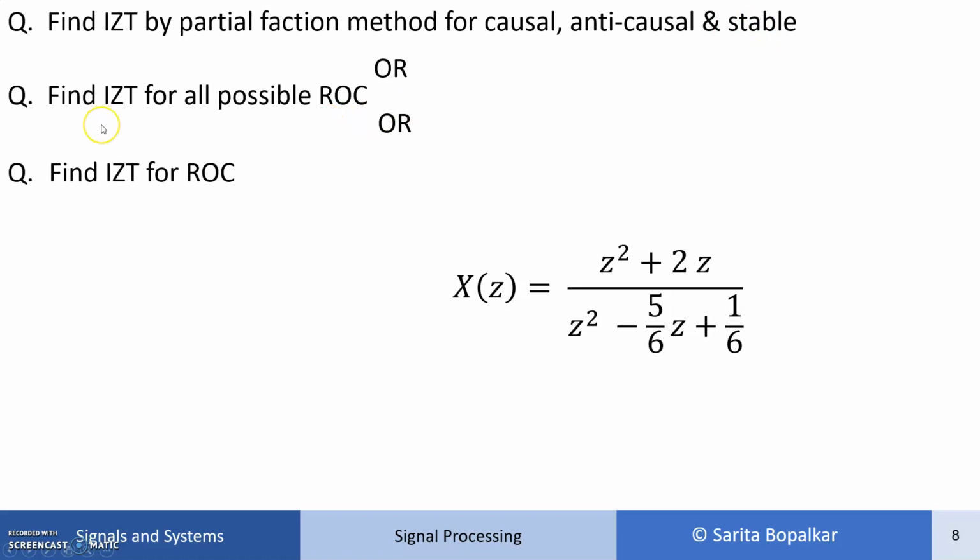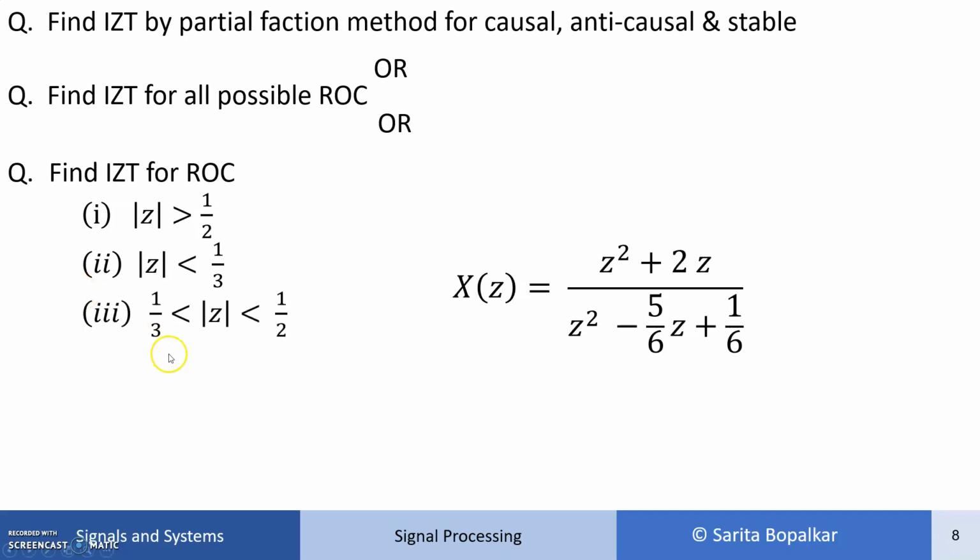Or the same question can be asked as: find the inverse Z transform for all possible ROCs. Or the same question can be expressed as: find the inverse Z transform for ROC, first case |z| greater than 1/2, |z| less than 1/3, and |z| greater than 1/3 and less than 1/2. And this X(z) is given.